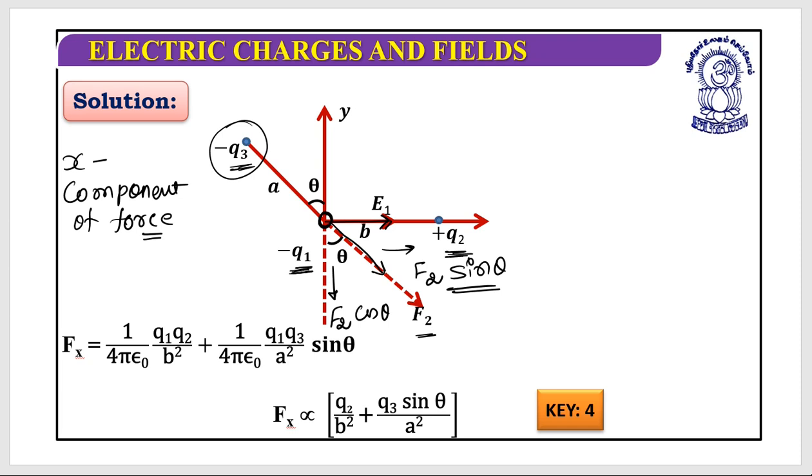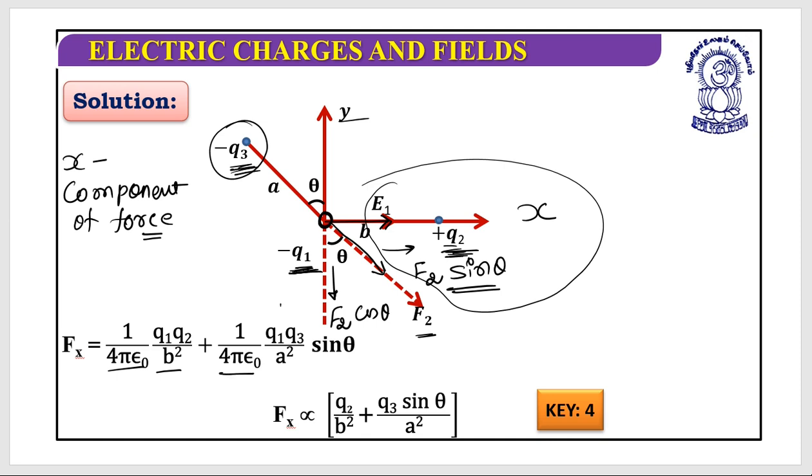Are you done with this? Yes. Now we are interested in the x component. This is x, this is y, so we need to just add these two forces. Now the first force is k, that is 1 upon 4 pi epsilon naught, q1 into q2 divided by their distance, it is b square, plus k multiplied by q1 into q3 divided by their separation, it is a square, but it is multiplied by sin theta.